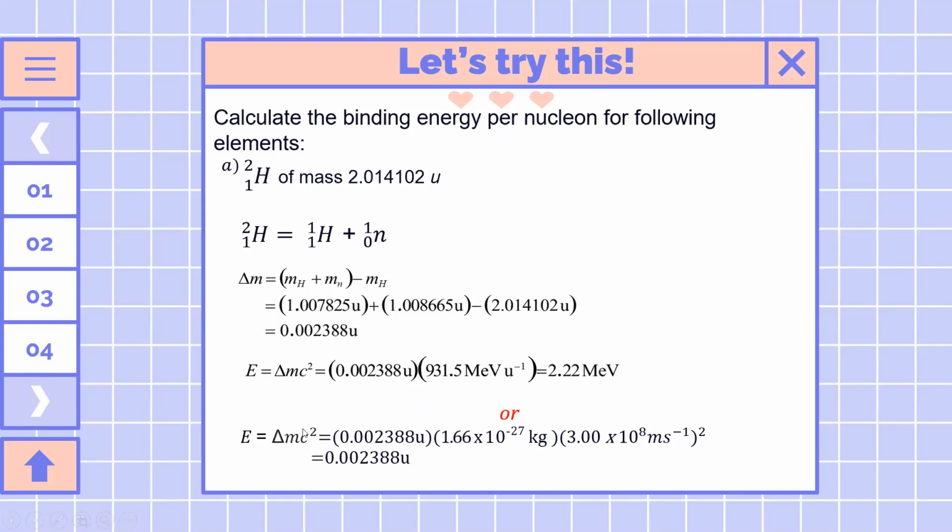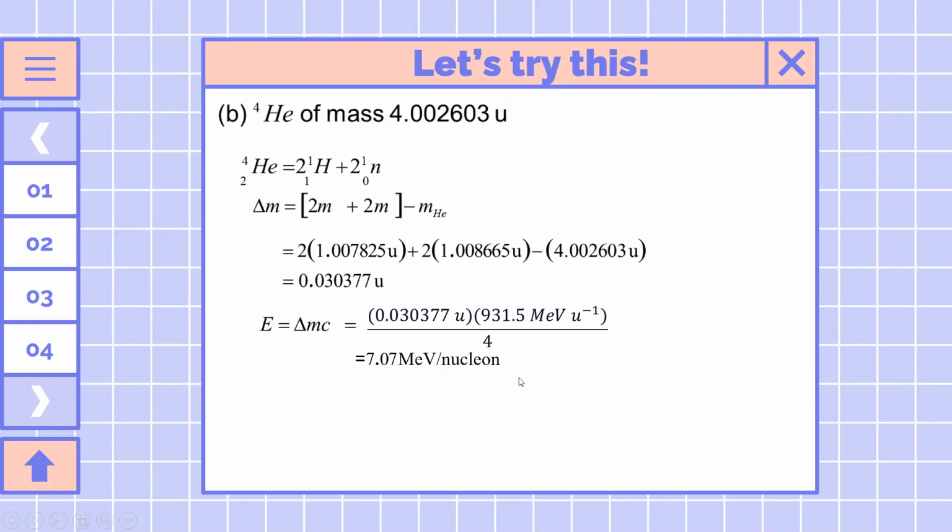Okay, sorry. We use delta mc power of 2. But if we wanted to use the speed of light, which is 3 times 10 power of 8, you must multiply with 1.66 times 10 power negative 27. But I think if you want an easy and fast answer, you can just use this formula equation. Next, let's try this example.